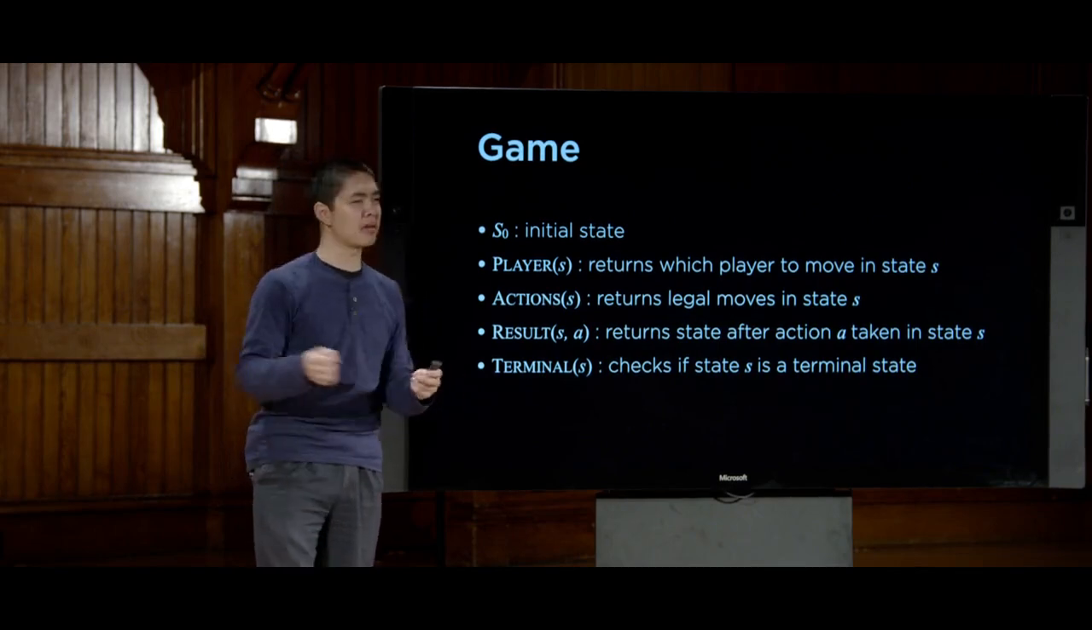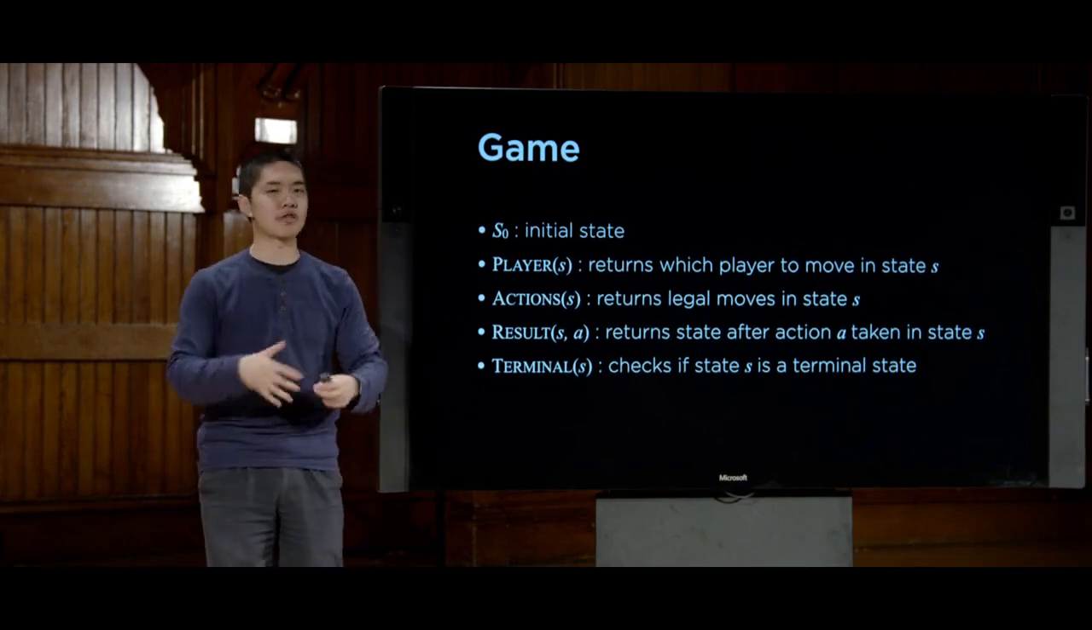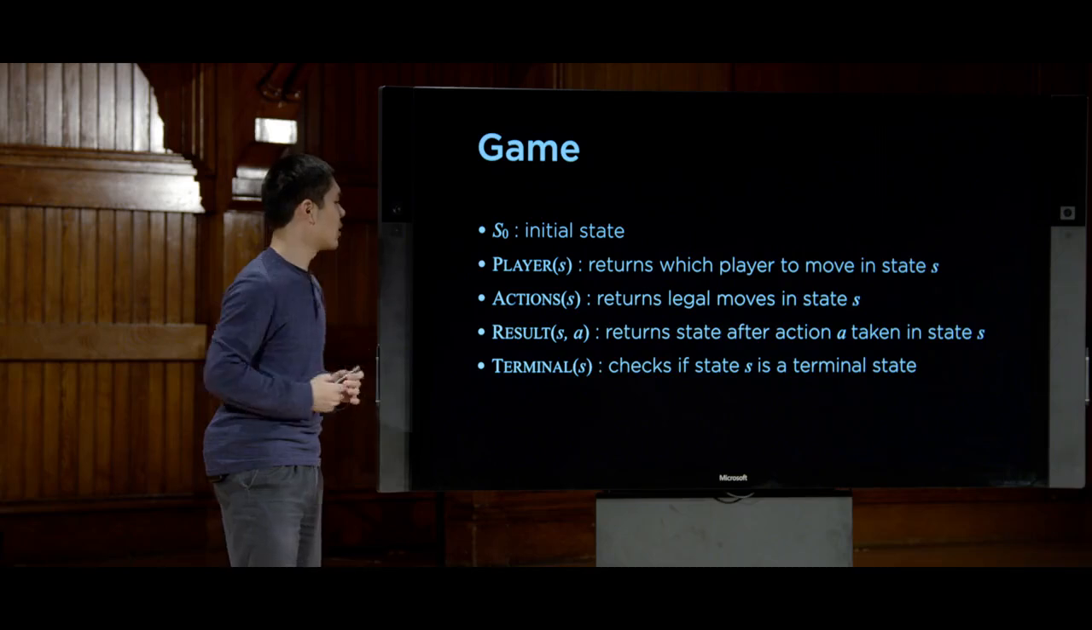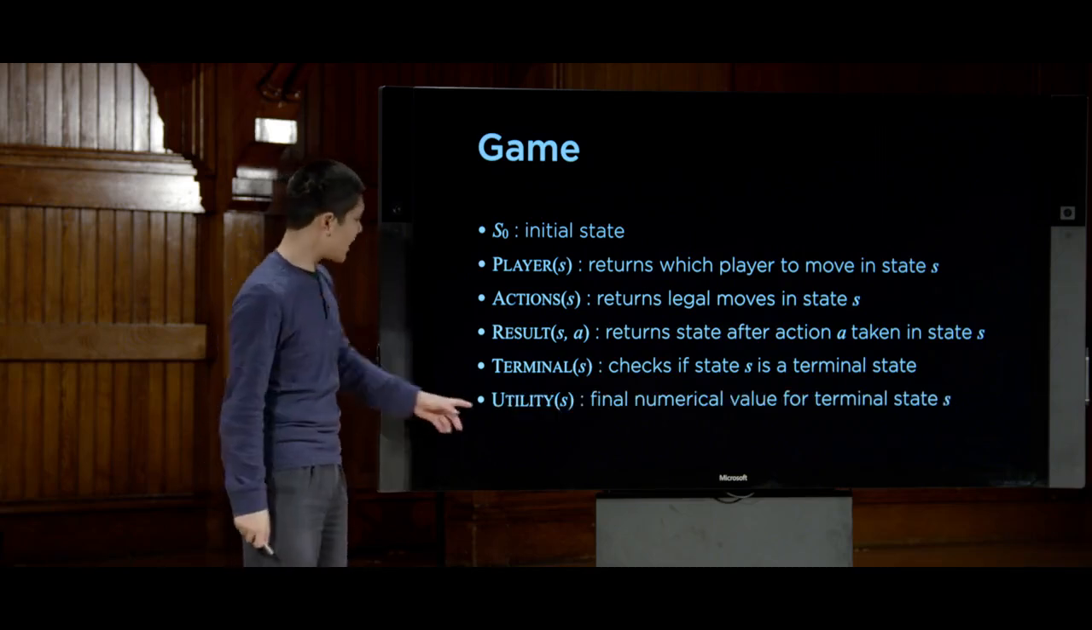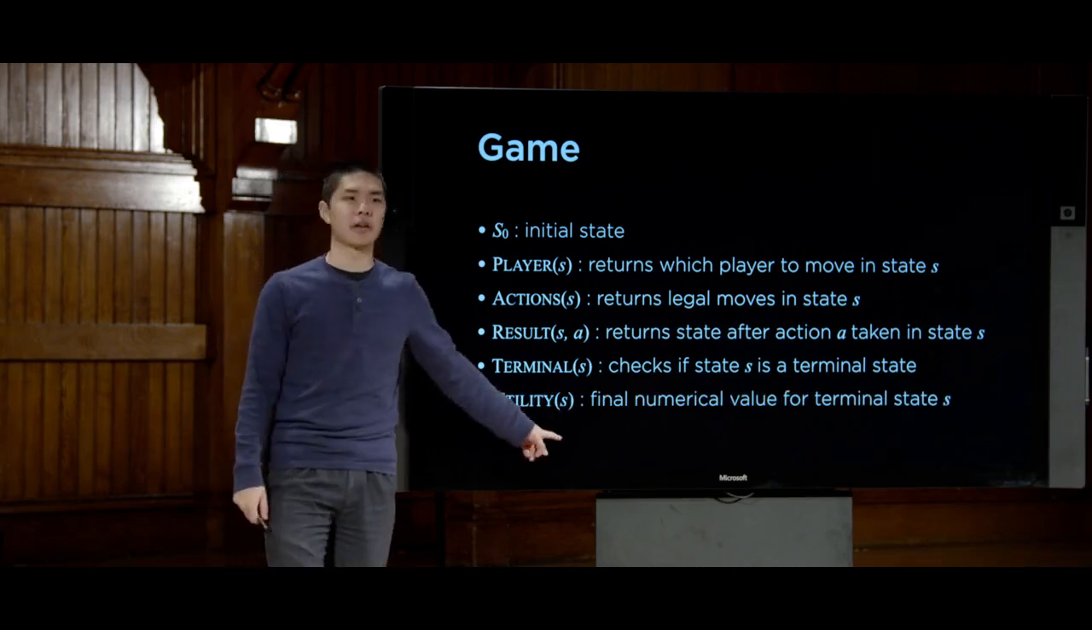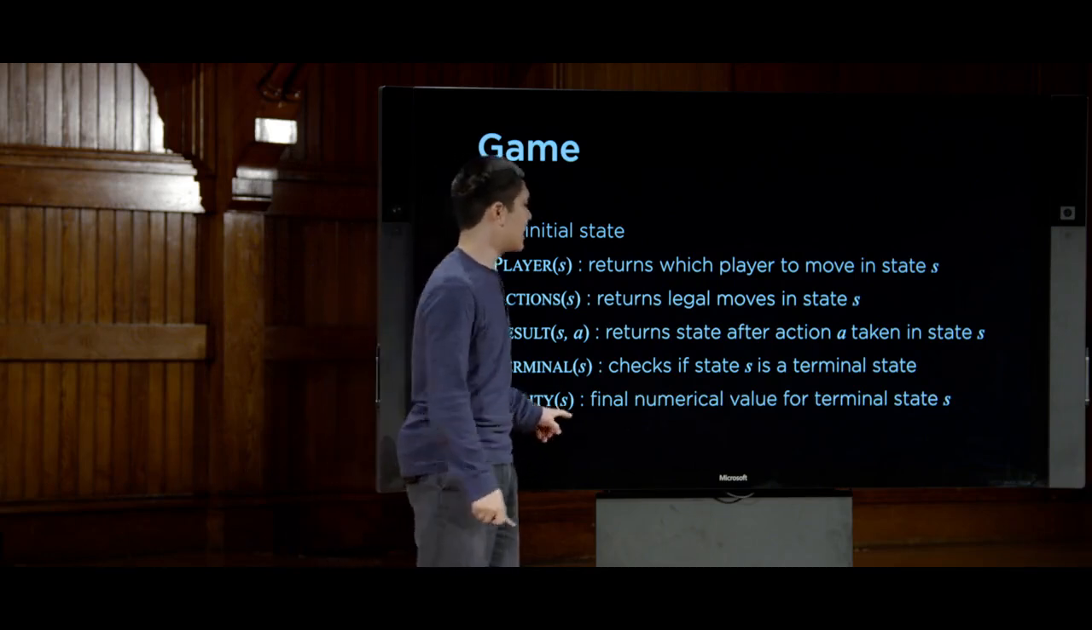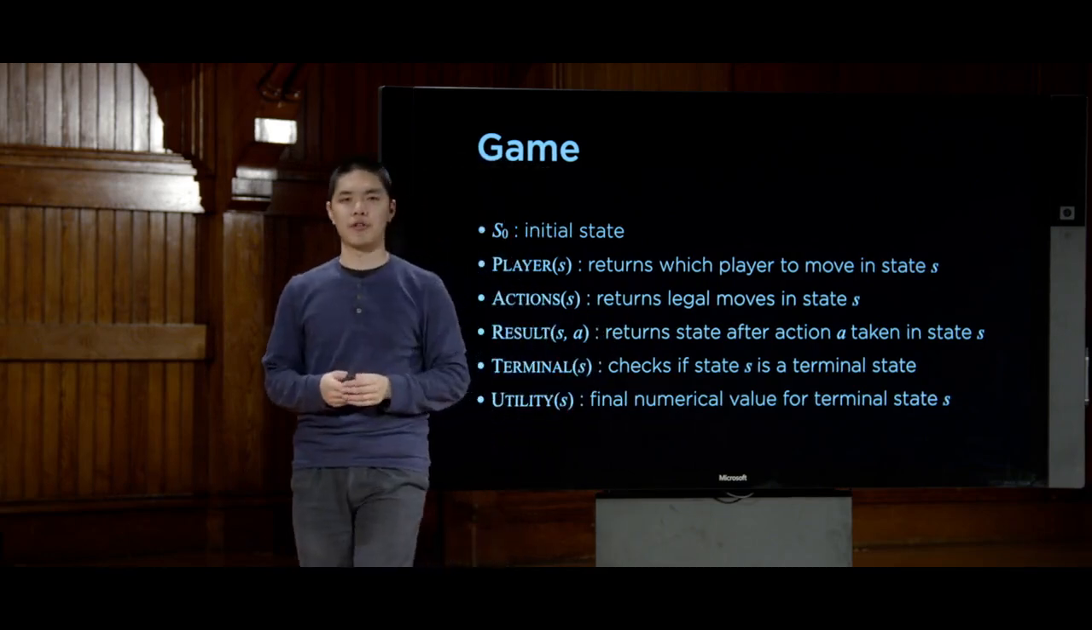In a game of chess, it might be something like when there is checkmate, or if checkmate is no longer possible, that becomes a terminal state. And then finally, we'll need a utility function, a function that takes a state and gives us a numerical value for that terminal state.